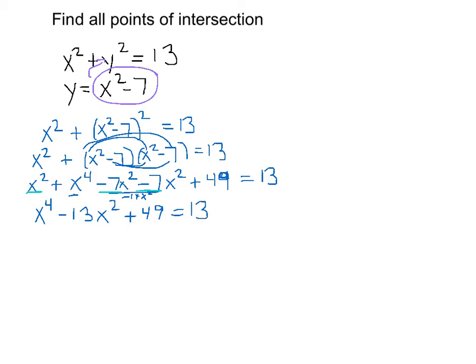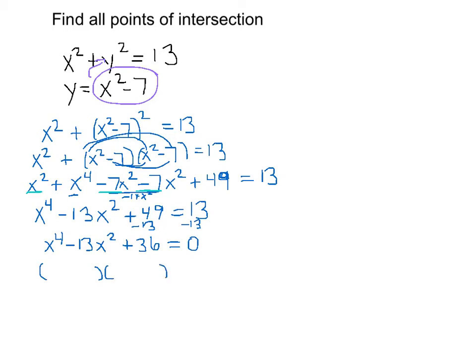We need to set this equal to 0. We've got lots of things happening, so we want to set it equal to 0 so we can factor. So we're going to subtract 13. So we have x to the 4th minus 13x squared plus 36 equals 0. We want to factor this.